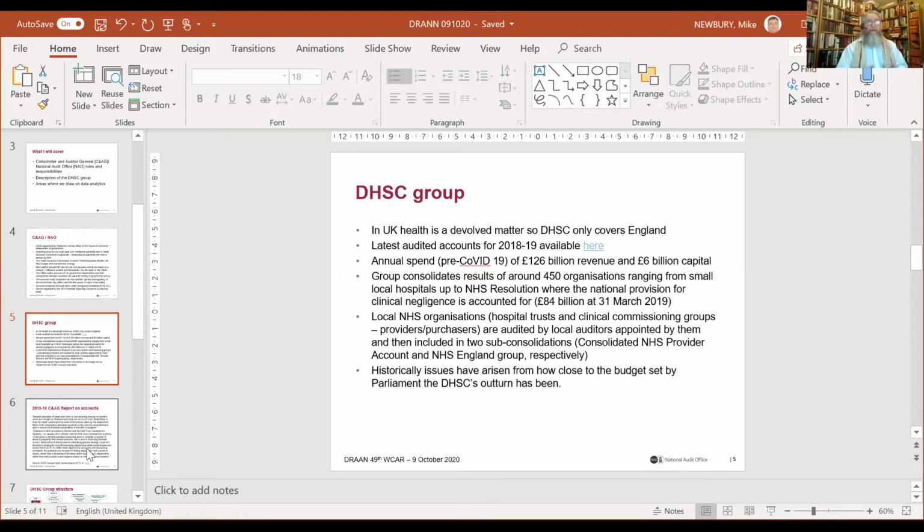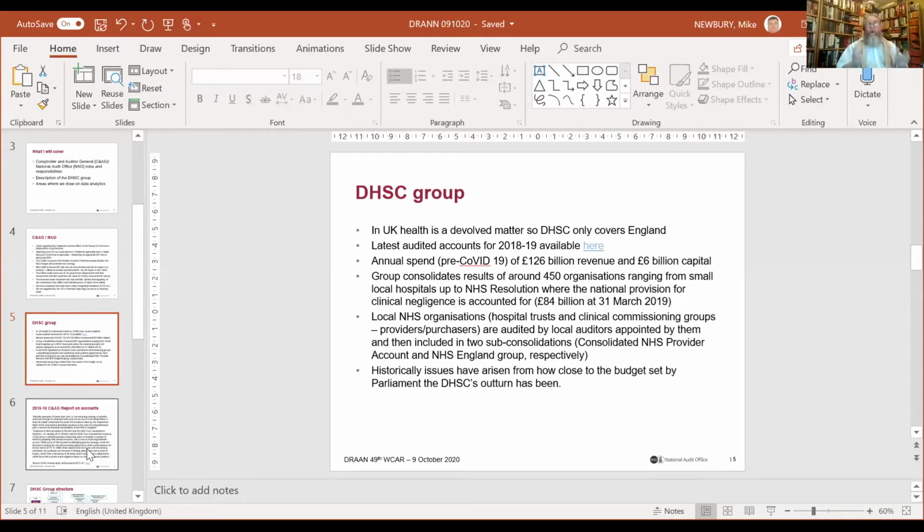As I say, it only covers England. I have put a link in this presentation, which I think Amir will be sharing around in due course, to the 18-19 accounts. What's the size and scope of the DHSC spend? It spends about 126 billion sterling each year of revenue. By a rough calculation, I reckon that's about 165 billion US dollars, about 140 billion euro every year, and it spends around 6 billion in terms of capital.